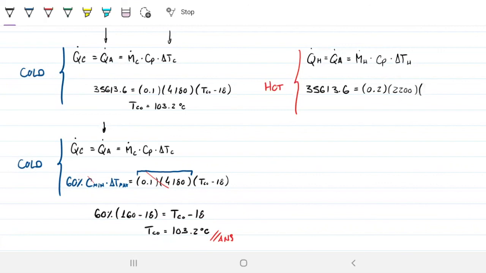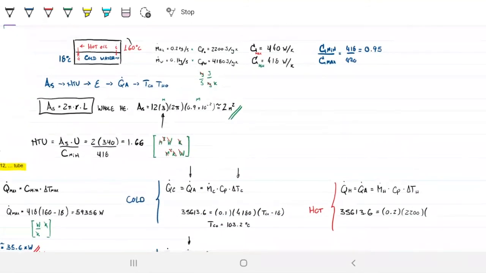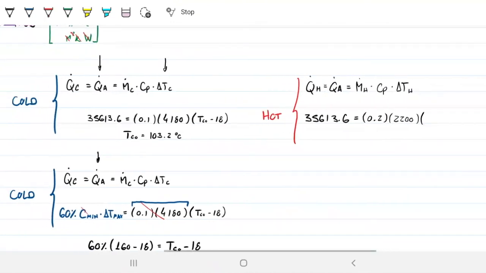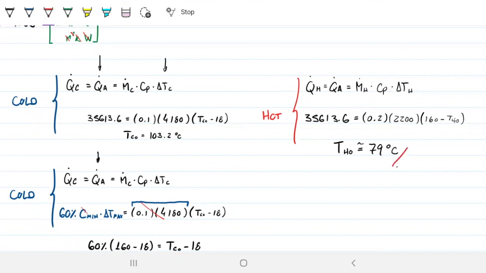2200, and then we know for sure that this one here is greater than this one here, so 160 minus the output of the hot, T hot out. Right, so that means my T hot out would be equal to about 79. So that is the last piece of the puzzle.